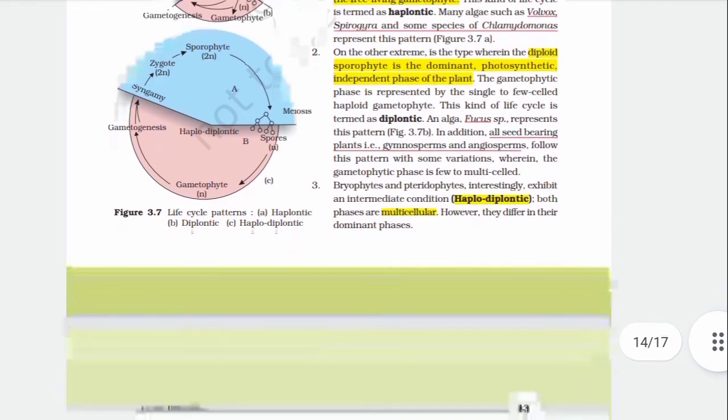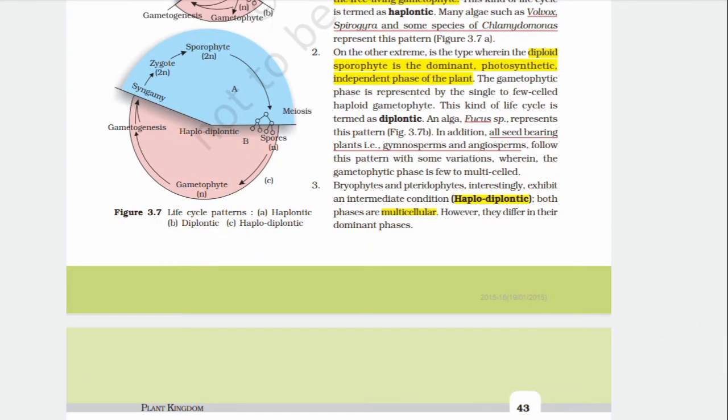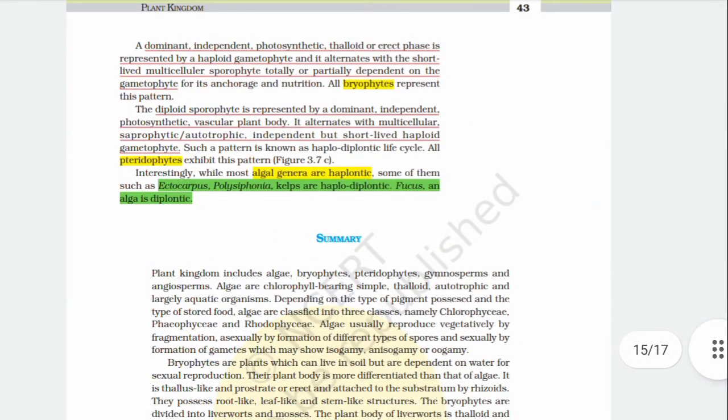And next comes the intermediate, haplodiplontic. Here both the gametophyte and sporophyte are multicellular. Okay, this is represented by bryophytes and pteridophytes. But the difference is the dominant phases. In bryophytes, the dominant and independent phase is the haploid gamete producing gametophyte, and this is alternated with a short-lived multicellular sporophyte, totally or partially dependent on the gametophyte. So the gametophyte is independent and the sporophyte depends on the gametophyte, and the gametophyte is dominant means it is a bryophyte.